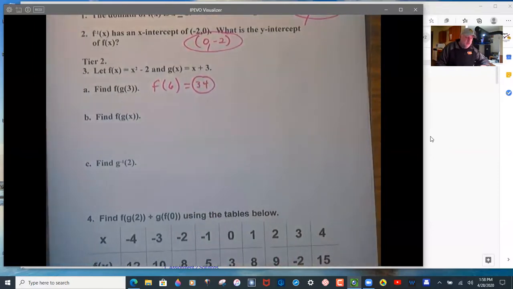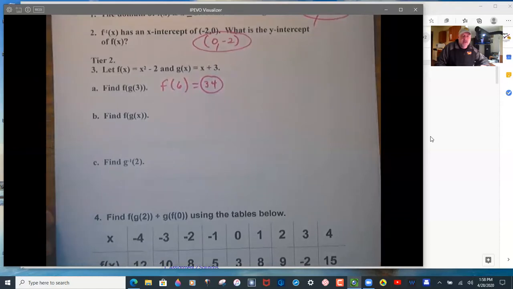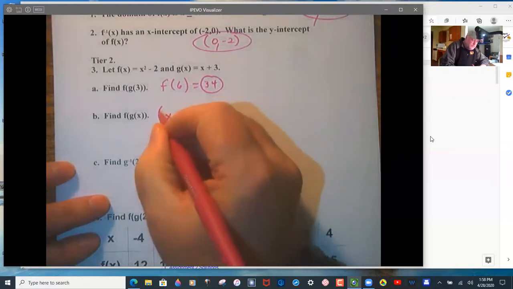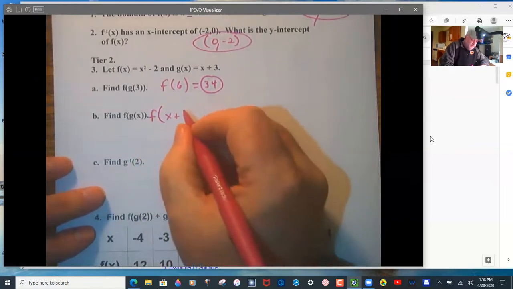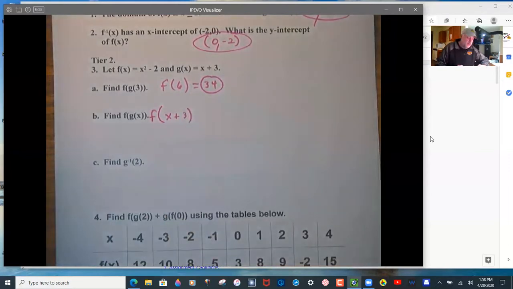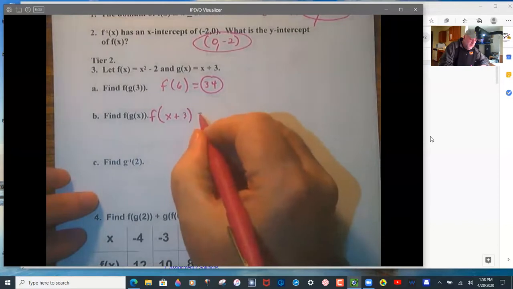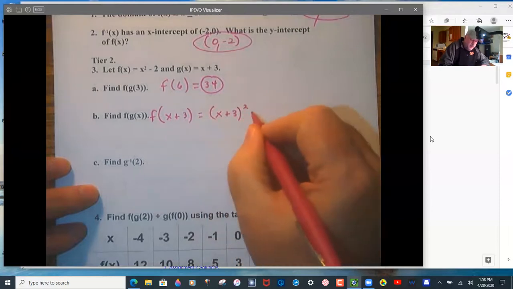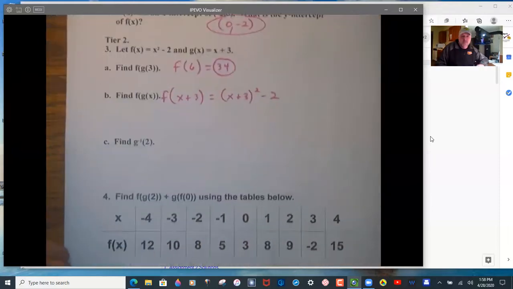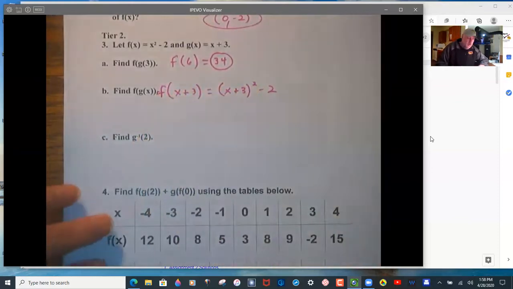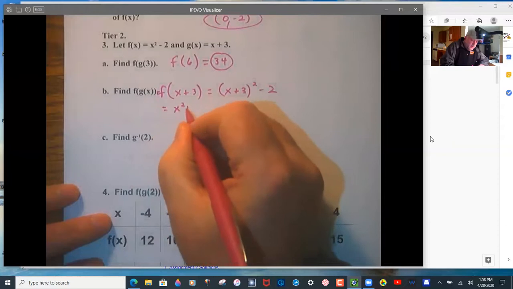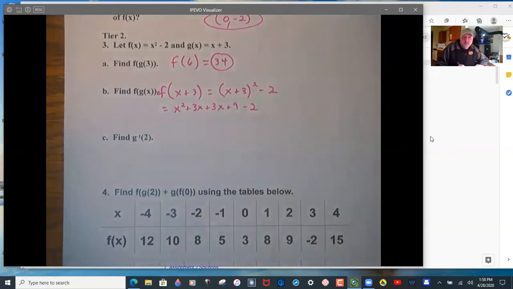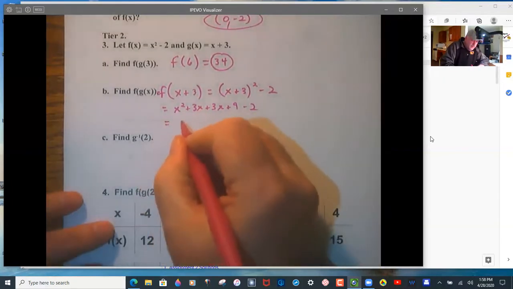Find f of g of x. So the entire g function is going to go into x in the f function. So this is going to involve the FOIL product. So x plus 3 will go in for x in the f function. So this is going to involve squaring x plus 3 and then subtracting 2. Okay, so x squared, do the FOIL product. And then 9 minus 2 is 7.